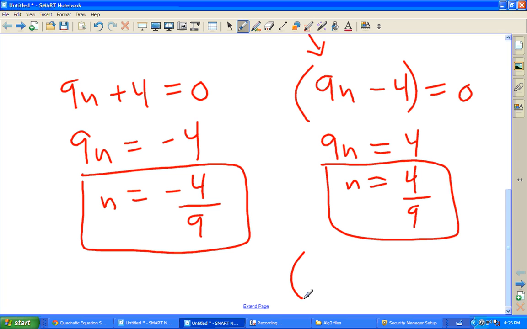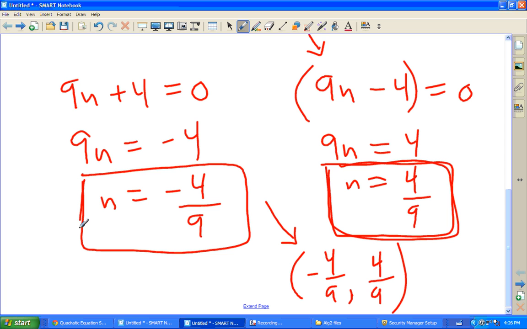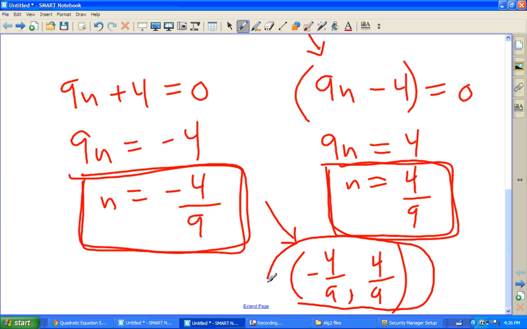Once again, your book might write this as minus 4/9, plus 4/9. And again, this makes it look like an ordered pair. That's why I'm not fond of this way of presenting the solution. Your solution is n equals 4/9, n equals minus 4/9. This is not an ordered pair. This is just showing you the two values that give you a solution.